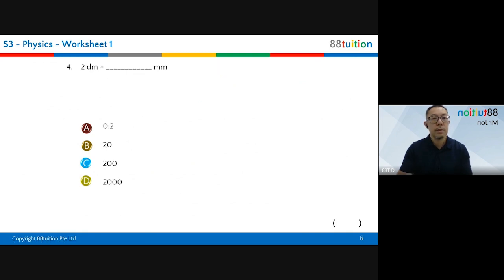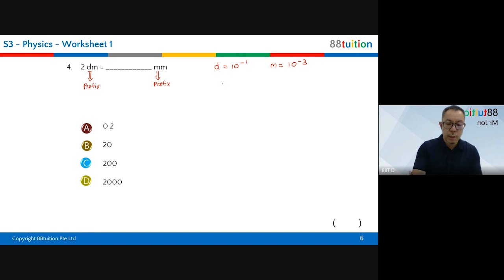Next. Now it's a bit harder. So d is what we know as a prefix. Likewise, m is also known as a prefix. d is the equivalent of 10 power minus 1. m, small m, not big M, big M means another thing, is the equivalent of 10 power minus 3.